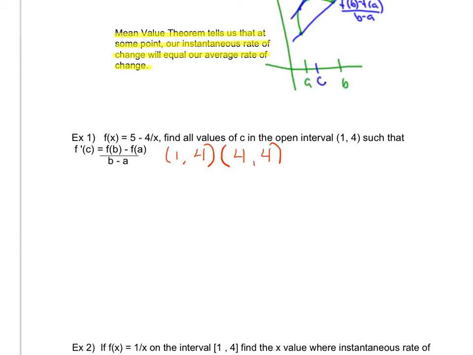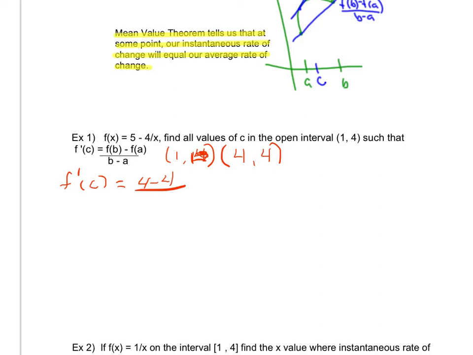So I want to figure out when my derivative is equal to 4 minus 4 over 4 minus 1. No, this isn't supposed to be 4. This was supposed to be 1. Because when I plugged 4 in, no, when I plugged 1 in, I got 5 minus 4 over 1.